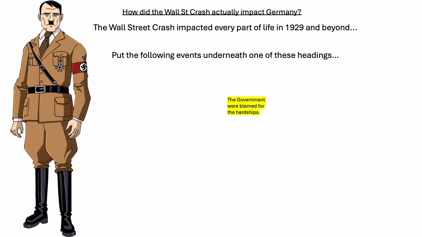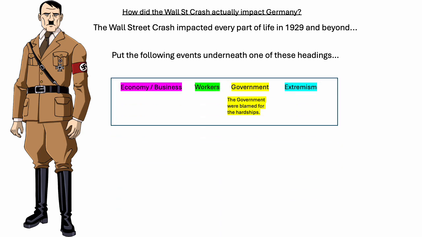All right, so how did the Wall Street crash actually impact Germany? So you have got these 4 headings now. In a sec, on the next screen, you're going to see loads of little statements. You need to try and pause the video and put them underneath each of these 4. So I've done one for you already. You can see that the government were blamed for the hardship.